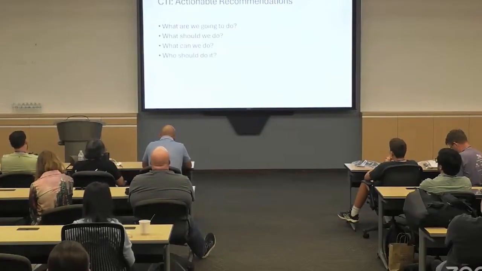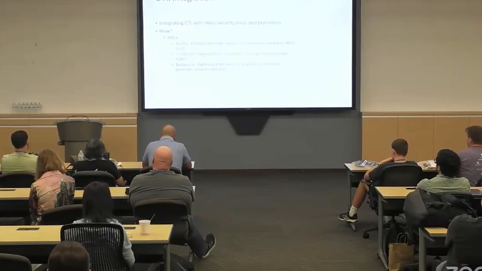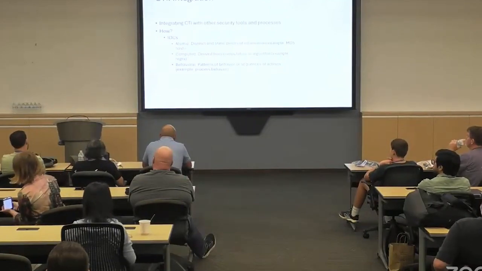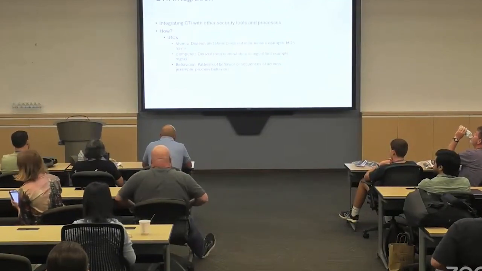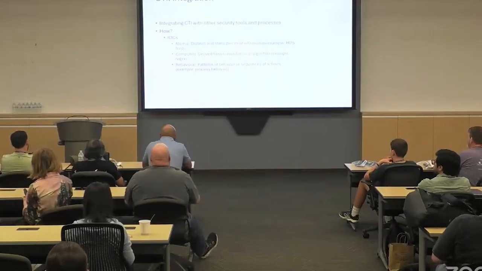Recommendations. What are we going to do? What should we do? What can we do? And who should be doing it? And integration. This is where we get into integrating into our threat hunting process. So we have CTI providing us with intelligence, and we're going to come up with these things called IOCs. How are we going to integrate this into our SIEM, into our threat hunting process?